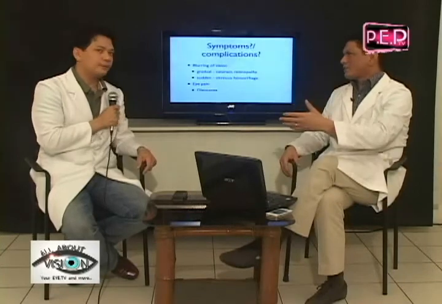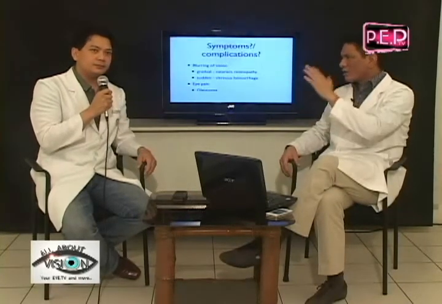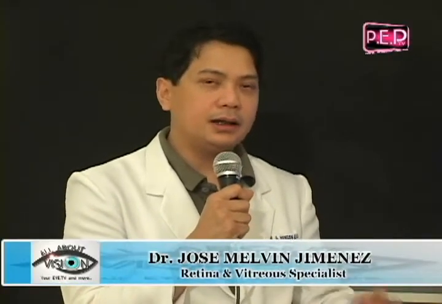How about retinal detachment? Can it cause sudden blurring of vision or gradual blurring? Well, if the detachment starts from the periphery going to the central part of the retina, that can present as sudden blurring of vision.